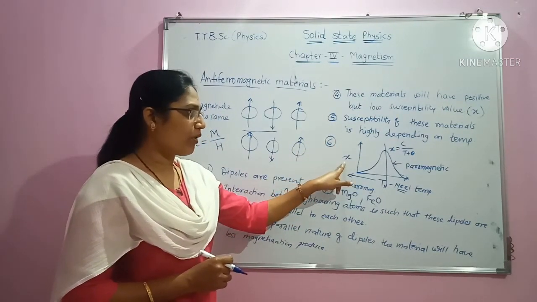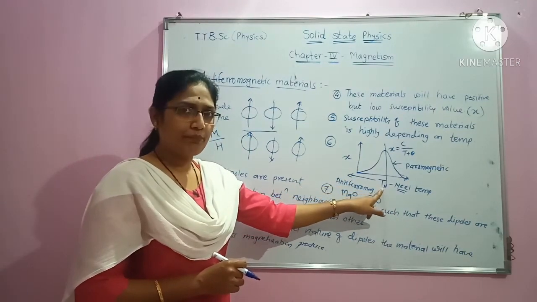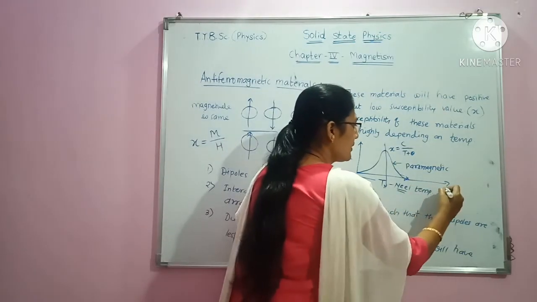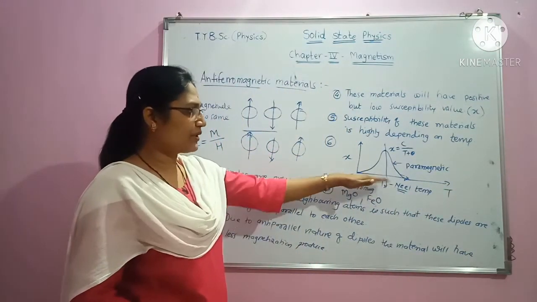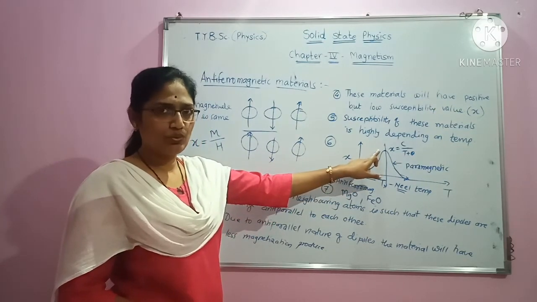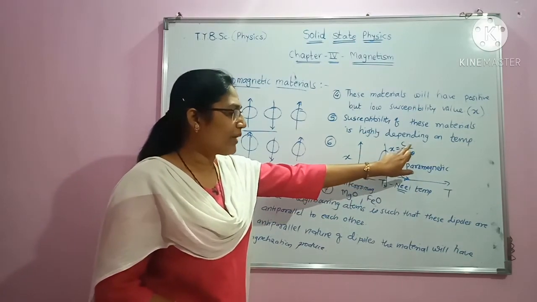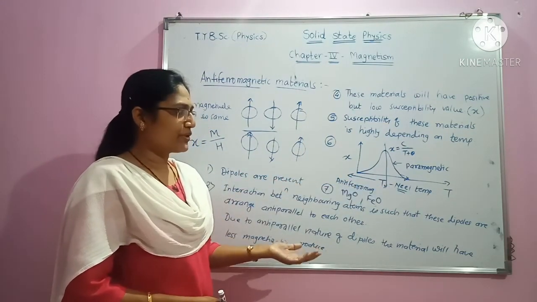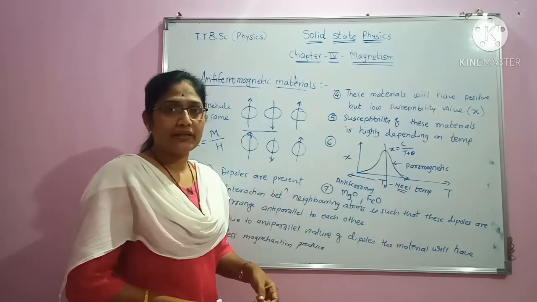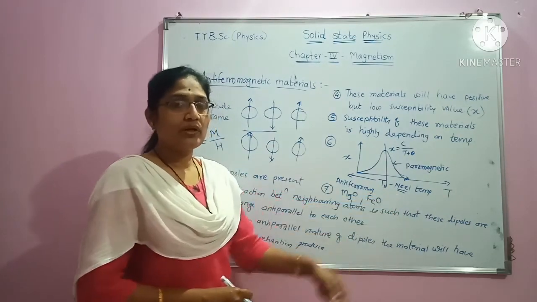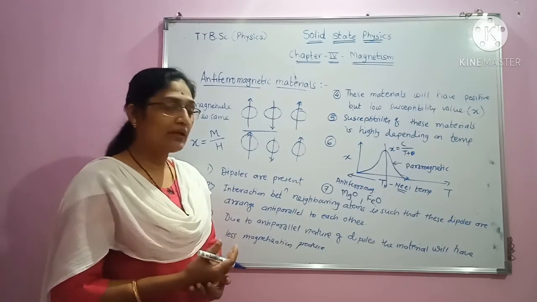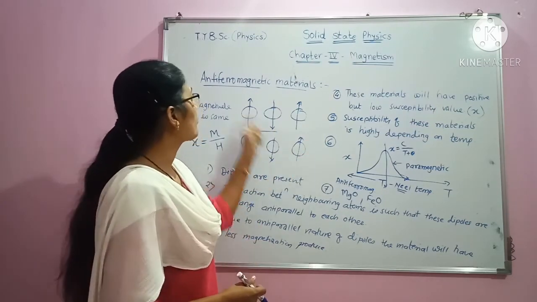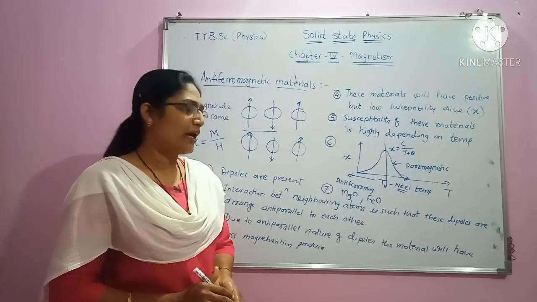If we plot a graph of variation of susceptibility with respect to temperature, then as we go on increasing the temperature, the susceptibility value of these materials will also increase, and it will have its maximum value given by the formula C upon T plus theta at a temperature called the Neel temperature. Above the Neel temperature, the material will become paramagnetic, because the thermal vibrations produced in the material will destroy the magnetic dipole moment arrangement. The examples of antiferromagnetic materials are MgO and FeO.